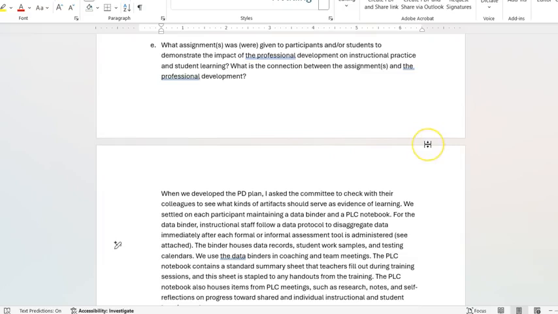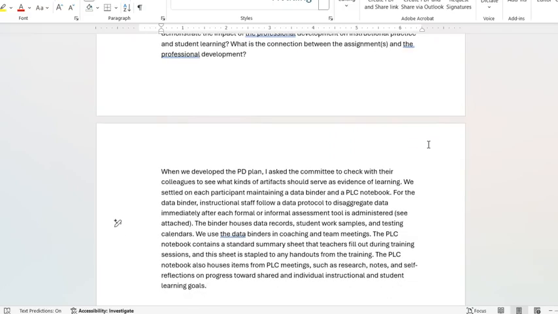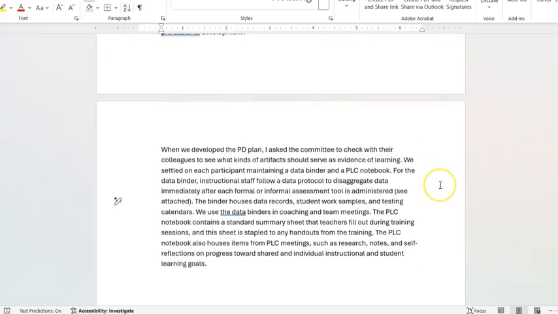What assignments were given to participants or students? So there's 2 directions you could go with this, and you probably need to do both. Let's see if I did both. Yeah, I did do both. And I just talked about the kinds of artifacts. Artifacts isn't always the word I'm looking for, but just exemplars or evidence of learning that I would collect from teachers or that we would store in our data binders. Remember, you're working with adults, so you're not grading homework, although homework can be a part of it.